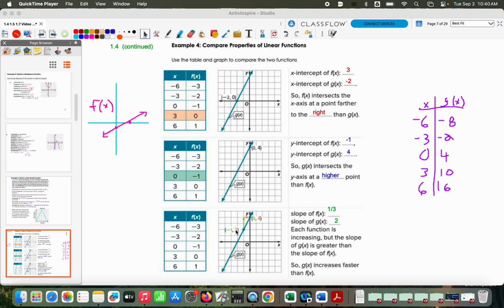And last is slope. It's actually easier looking at the graph. This one goes up 2 over 1 for g of x. For this guy, you either look at the change in the x and change in the y, or maybe it's easier to look at the graph. This looks like it goes up 1 over 3, especially if I look at some of the numbers here. So 1/3. You'd also see that the y values are changing by 1 and the x's are changing by 3, so 1 over 3. You could also look at the pattern in the table. So each function is increasing. We can see they both have a positive slope and are increasing, but the slope of g of x is bigger, it's greater. So g of x increases faster.